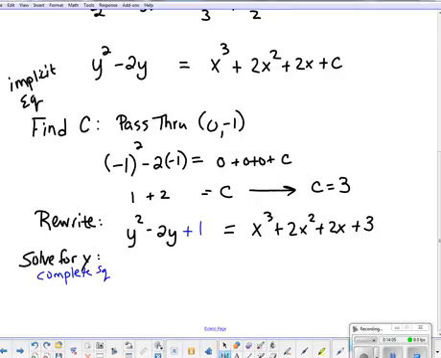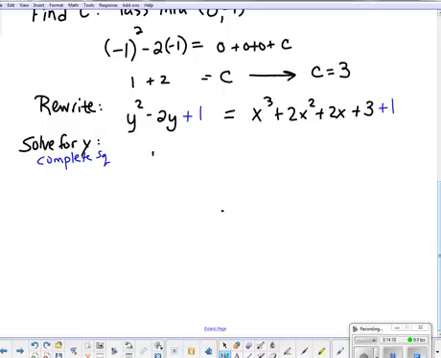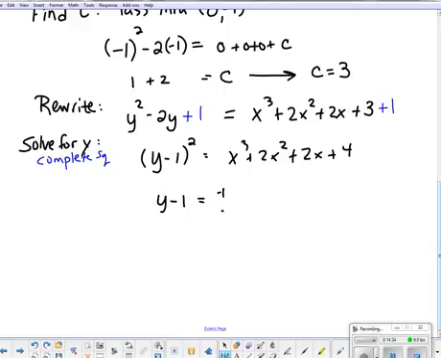Since I added 1 on the left side, I'm going to balance it by adding 1 on the right side. All right, where does that take us? Well, let's scroll this up a bit. Long problem, isn't it? (y - 1)^2 is equal to x^3 + 2x^2 + 2x + 4. Now, let's square root both sides, and we have y - 1 is equal to plus or minus the square root of x^3 + 2x^2 + 2x + 4.